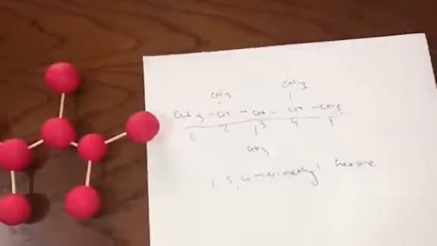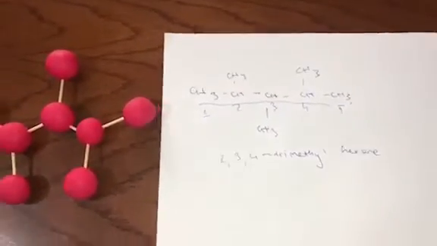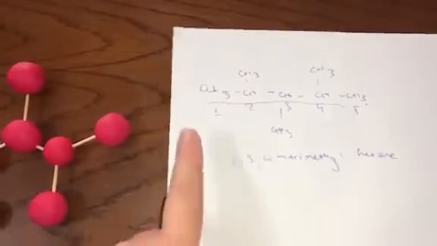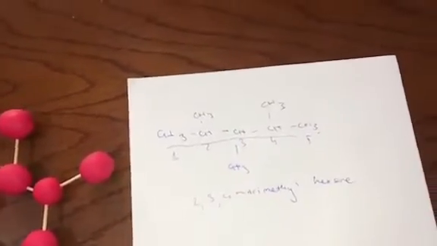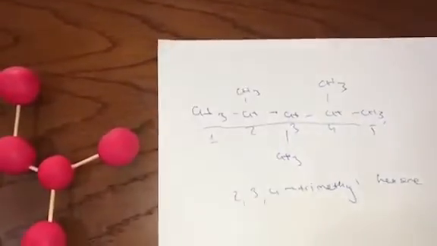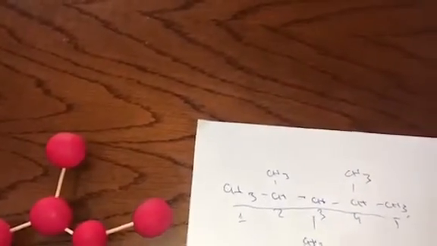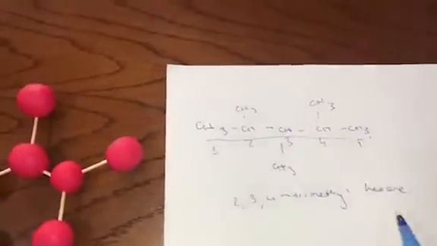So, firstly, we chose the longest continuous chain of carbons, which was this one. 1, 2, 3, 4, 5. Then we started numbering, and near the substituents we put the prefix di, tri, tetra, and name them alphabetically. Its name is 2,3,4-trimethylhexane.